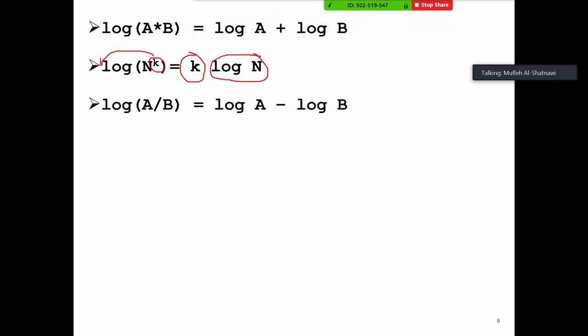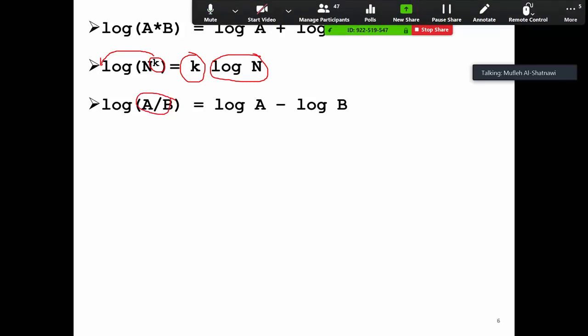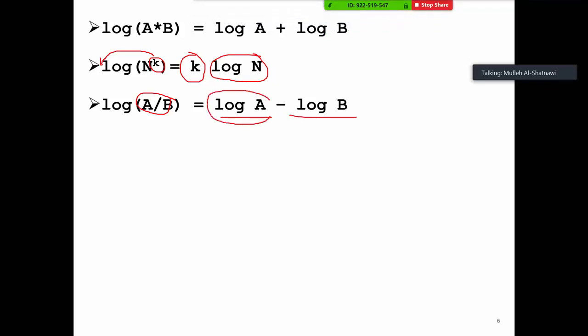Now, log of a divided by b. If you have a division inside the logarithm, this is equivalent to subtraction of both logarithms. So you take the log of the numerator minus the log of the denominator.